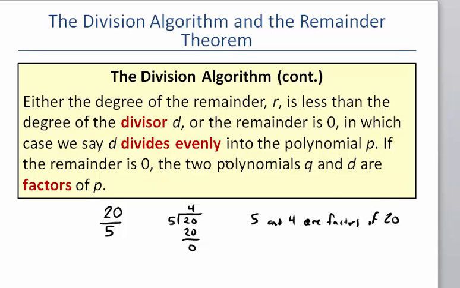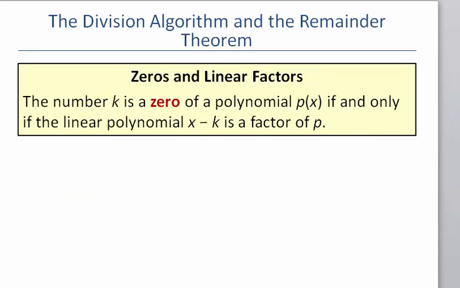And so you want to be able to recognize that if you do a division problem and the remainder is equal to 0, then what you divided by and also your quotient, those both are factors of what you started with. The number k is a 0 of the polynomial p of x if and only if the linear polynomial x minus k is a factor of p.